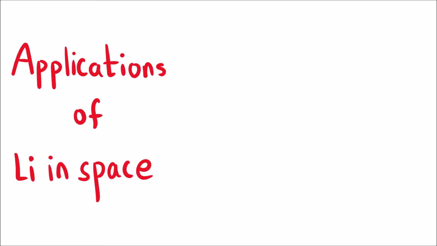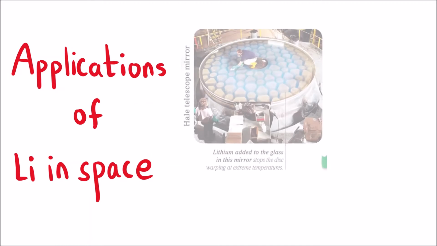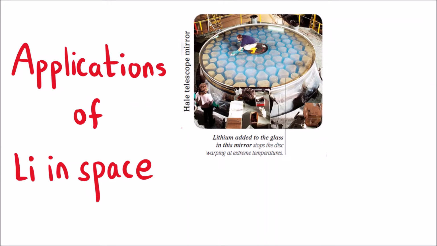What are some of the very important applications of lithium in space? One is in the formation of the Hale telescope mirror. In the manufacturing of this mirror, they add lithium. Why? This lithium is added to stop the warping of the disc. Now what is the meaning of warping? Initially this disc is smooth. As you can see, this person is making the disc smooth and it is supposed to remain smooth and shiny.